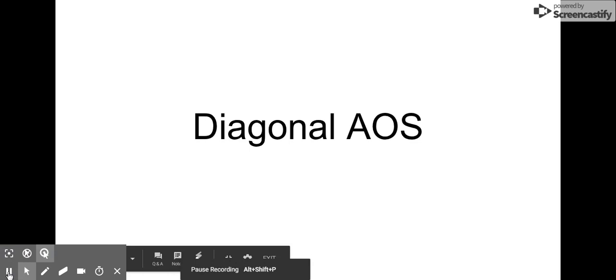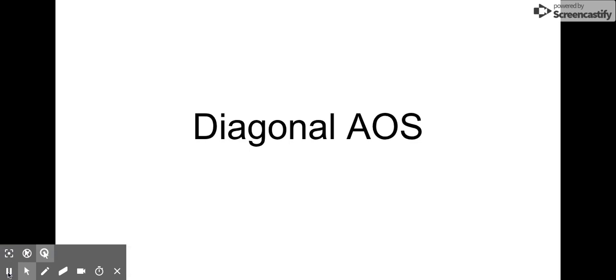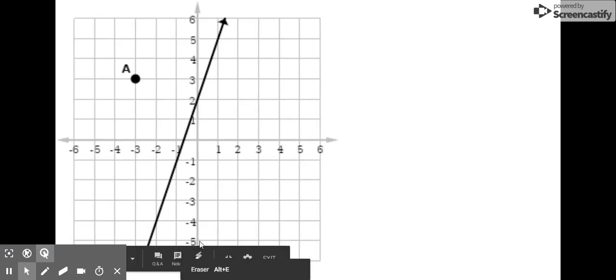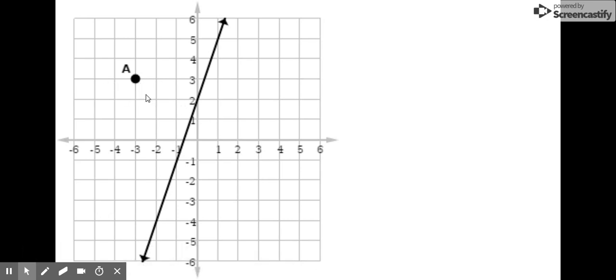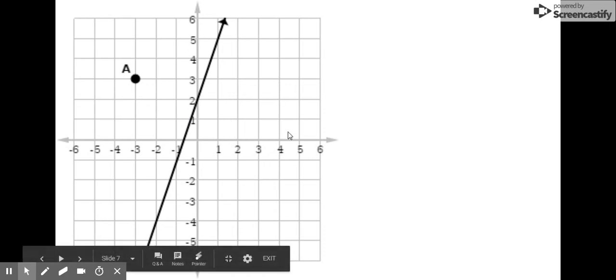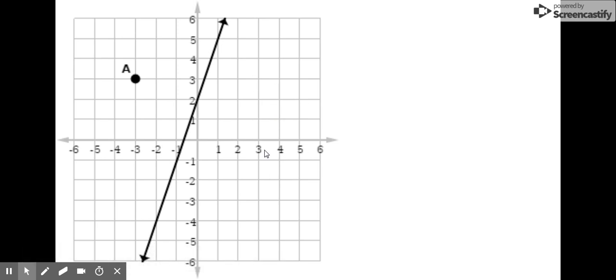So now let's look at the method for reflecting over a diagonal line. So we're going to reflect over this diagonal line, and as you can see, it's not as easy as just counting the distance because we can kind of eyeball that A prime should be maybe somewhere over here in the first or fourth quadrant, but it's not quite clear. So we have to do a little bit more work.